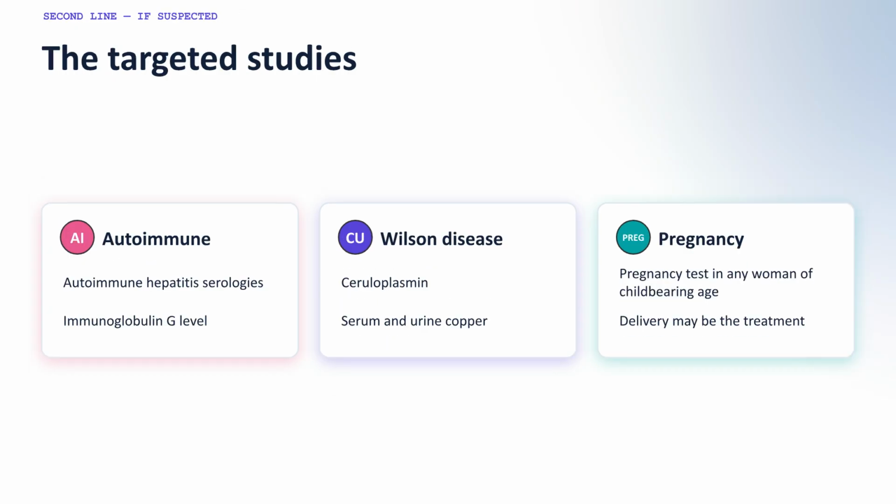Then the targeted studies: autoimmune hepatitis serologies with an immunoglobulin G level, ceruloplasmin with serum and urine copper for Wilson disease, and a pregnancy test in any woman of childbearing age. That last one is not a formality. If this is acute fatty liver of pregnancy, preeclampsia, or HELLP syndrome, then delivery of the child is the treatment, which makes the pregnancy test one of the most consequential tests on the list.